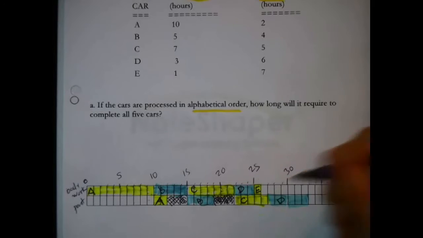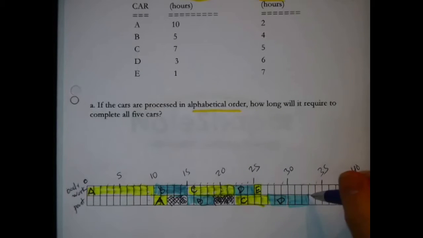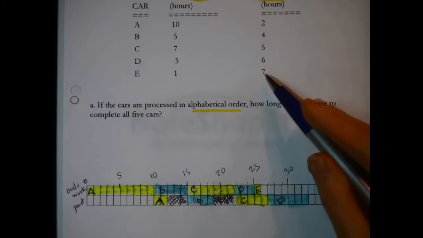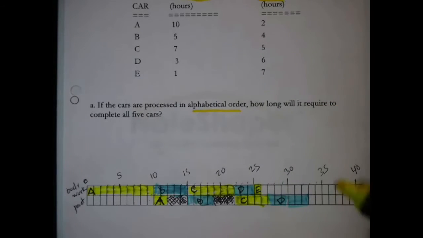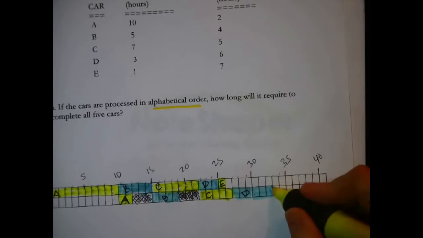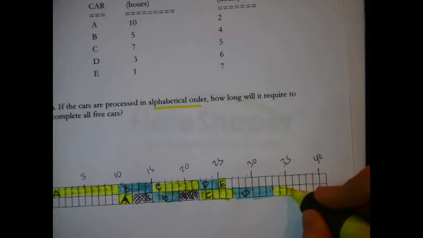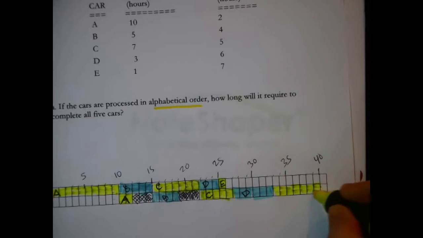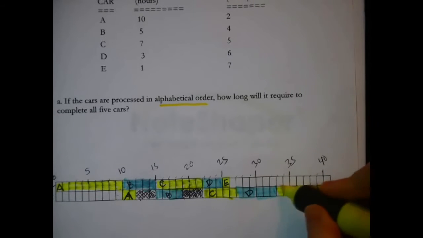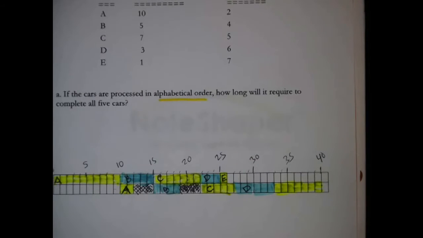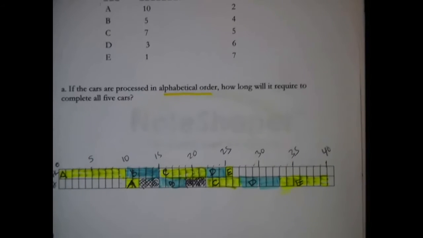Fortunately, it can't go straight to paint because the paint shop is still stacked up with other work. The 7 hours of paint that's required of car E will have to be scheduled on the end here. 1, 2, 3, 4, 5, 6, 7. 7 hours of paint for car E. Now, we have this pretty Gantt chart.